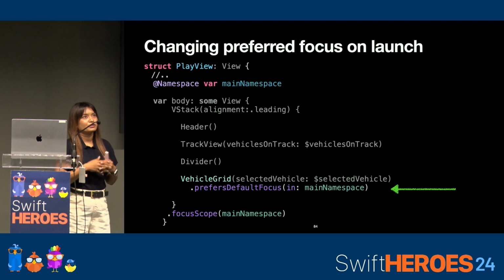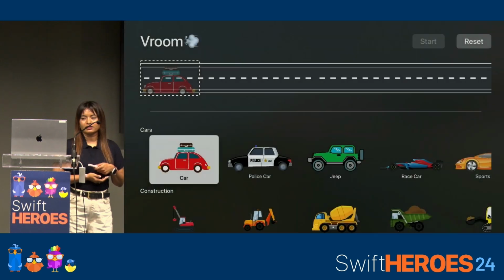What this will do is whenever your play view gets rendered, it's going to look for this particular declaration and it's going to be like, okay, let the focus go to the grid. And obviously in the grid, the first car is the first element. So if you follow the same left to right focus chain, the first one is going to get the focus. And that's exactly what happens.